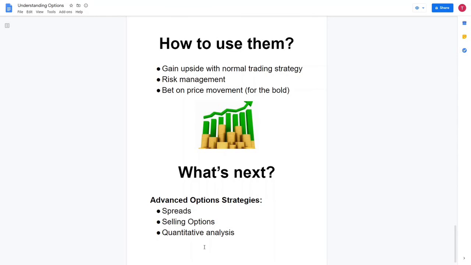So let's talk about how you can use options. If you have a normal trading strategy, you can use options and the principle of leverage to increase your gains. As discussed earlier, you can also purchase options to hedge your current positions and protect against large downward movements in the stock market. Lastly, you could use options to bet on the price movement of a given stock. This is only for the bold though, and should only be used when you understand the risks of options trading and are using money that you don't mind losing.